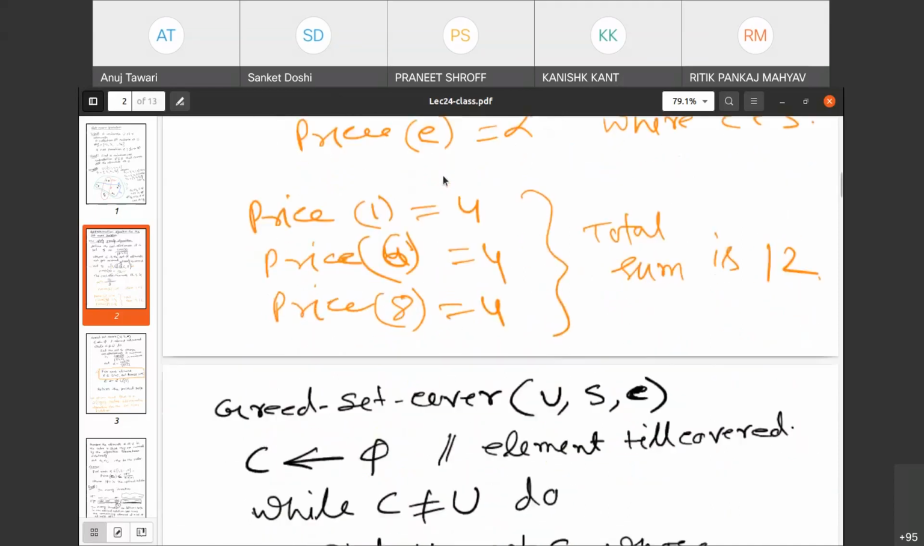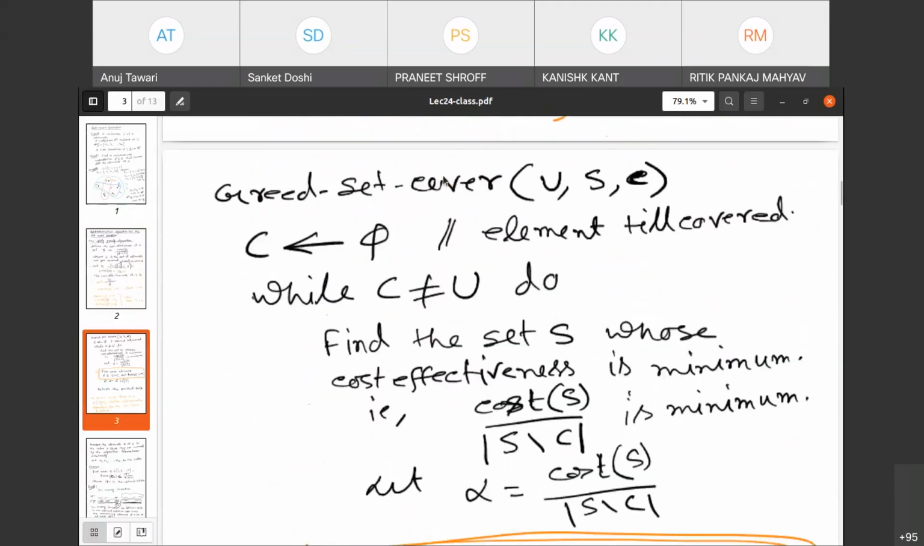Okay, so let's look at what our algorithm is. This is greedy set cover. You are given the universe, you are given this set of subsets, and you are given the cost of each such subset. So C is initially empty. Initially we haven't picked any subsets in our set cover, so the elements covered are just empty. And eventually we want to cover the entire universe.